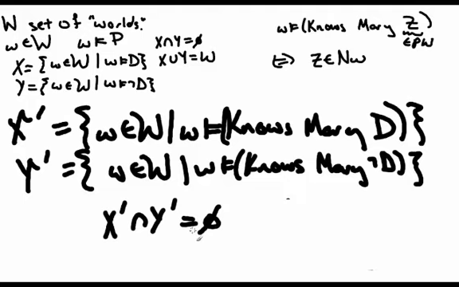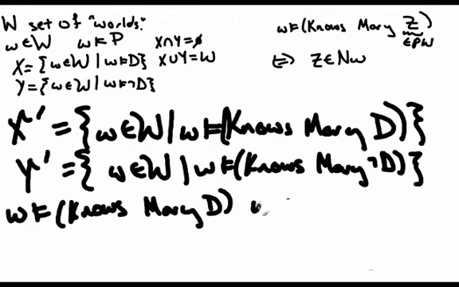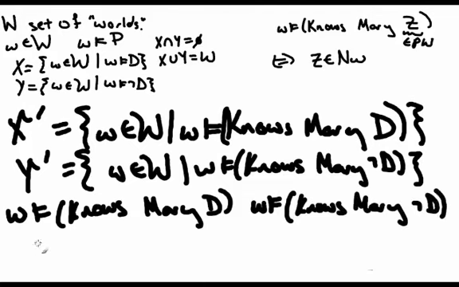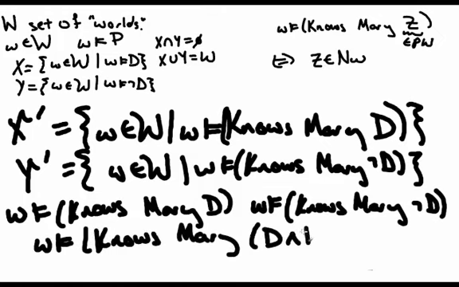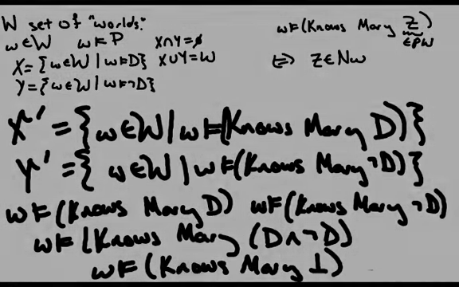It's natural to ask if X prime intersect Y prime has to be empty. In fact, we can conclude that no world can be in both X prime and Y prime using the assumptions we gave earlier about the knows predicate. If Mary knew D and Mary knew not D, then Mary would know the conjunction D and not D. But D and not D is equivalent to false, so Mary would know false. That's contrary to our assumption earlier that no agent knows false.